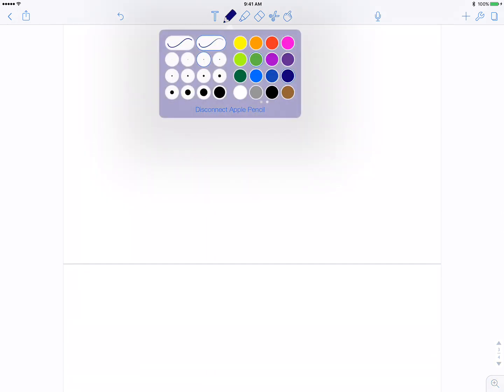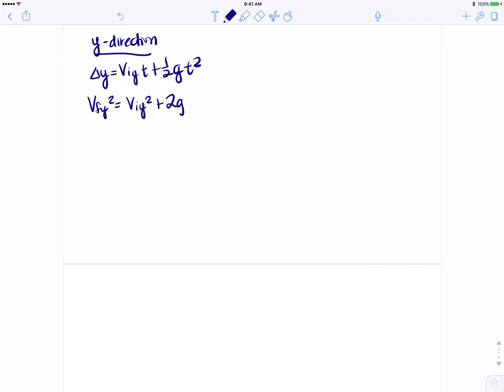Now just to review how this applies to our equations, in our y direction, we have delta y equals V_iy t plus 1/2 g t squared. V_fy squared equals V_iy squared plus 2g delta y. And V_fy equals V_iy plus g t. Now remember, anytime you see delta y, this is y final minus y initial, right? Y final minus y initial.